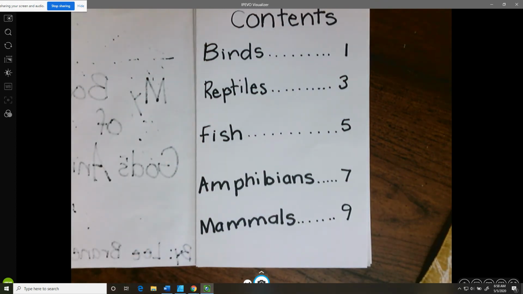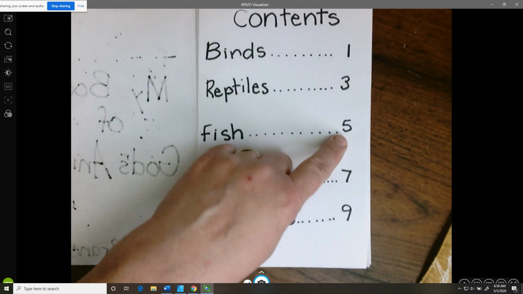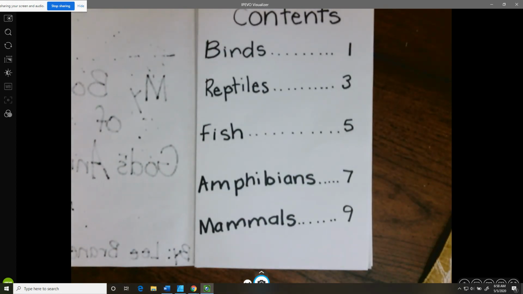Now we have a contents page, a page that's going to help your reader, whoever picks up your book and wants to learn more about animals and learn about how God has made them all perfectly special and unique in their classification. They'll be able to find them quickly by maybe they want to learn about fish. So they'll find the category of fish and they'll start on page 5. They'll open your book up, find page 5, and there will be fish.